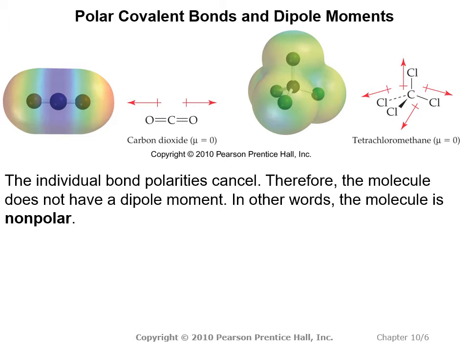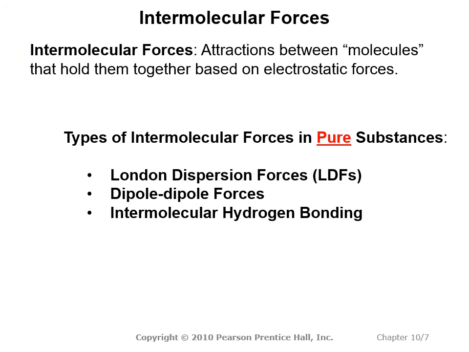Now, it's possible to have polar bonds and yet the molecule not be polar. In the case of carbon dioxide here, we have two opposing polar bonds and the entire molecule is not polar. So the electrons are getting pulled equally to opposite ends of the molecule. In the case of carbon tetrafluoride, we have the same thing. All the individual bond polarities cancel, so the molecule does not have a dipole moment. The molecule is not polar.